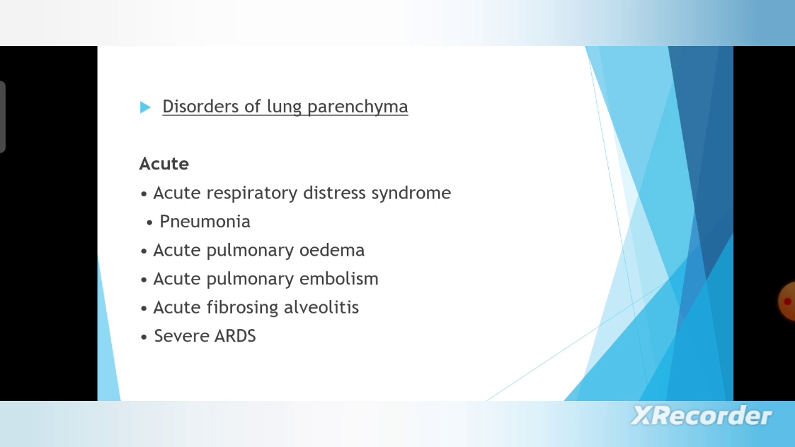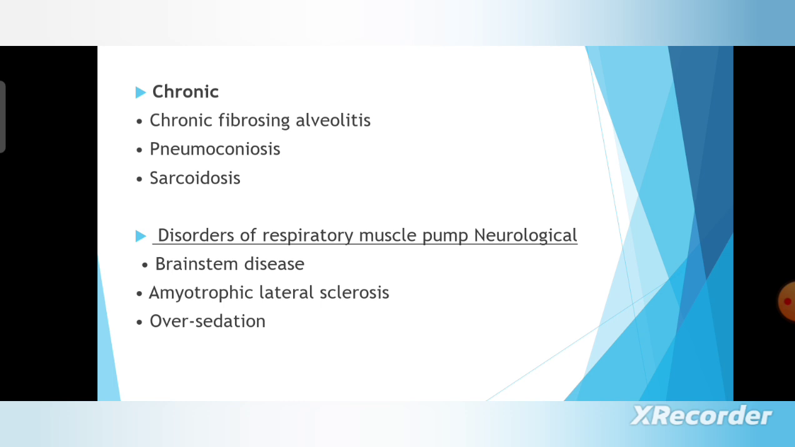And the acute conditions that result in respiratory failure are acute respiratory distress syndrome, pneumonia, acute pulmonary edema, acute pulmonary embolism, acute fibrosing alveolitis, and severe ARDS, that is acute respiratory distress syndrome. And the chronic conditions that result in respiratory failure are chronic fibrosing alveolitis, pneumoconiosis, sarcoidosis, and the disorders of the respiratory muscle pump are neurological brainstem disease, amyotrophic lateral sclerosis, and oversedation.